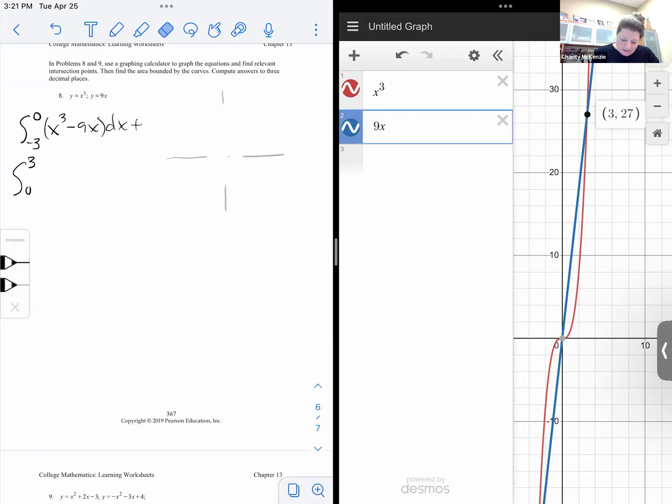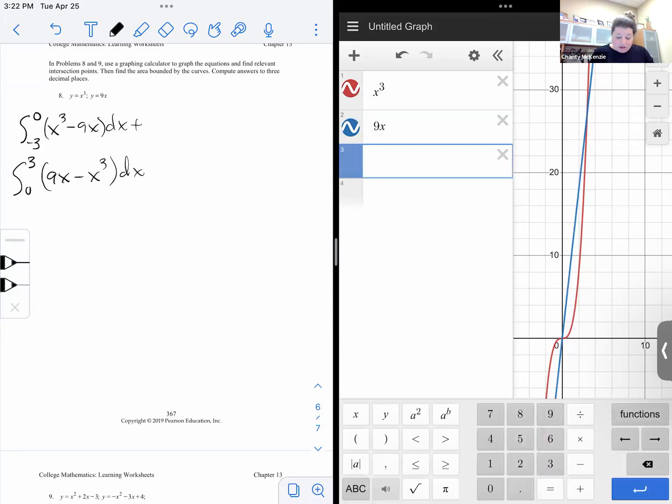Okay, I'm going to erase this graph because we ended up just having it over there. Then from here, 9x is on top because blue is on top, and you're going to subtract x to the third. Again, this is dx, and we can put this in the calculator just like that with our two functions separately and then add our answers.